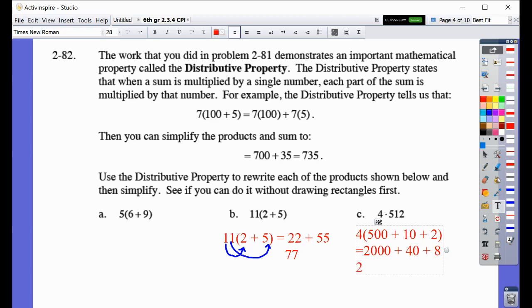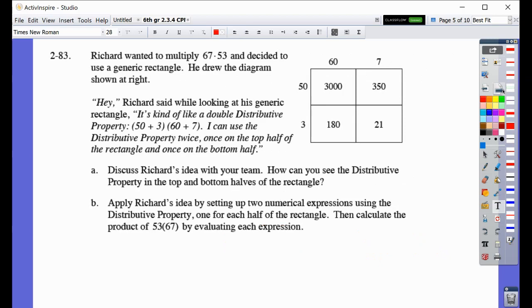So this is one where probably is easier to do it with distributive property to get that final product. But again, not so much about the product as the process.